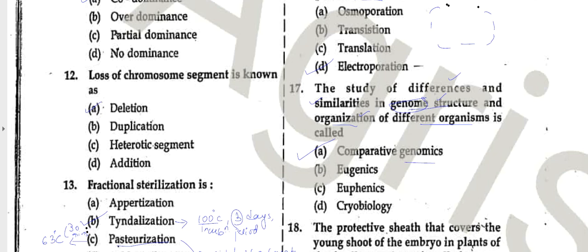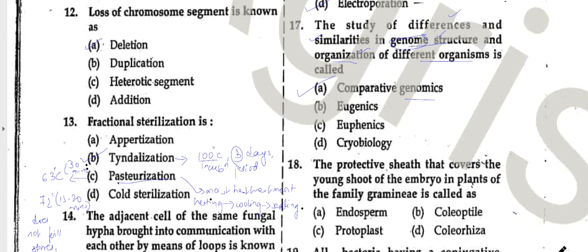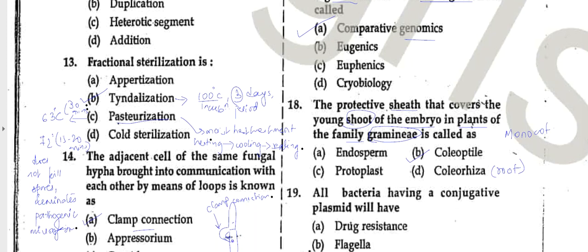Number 18 is the protective sheath that covers the young shoot of the embryo in plants of the family Gramineae. Gramineae is a monocot family of plants, and in monocots the young shoot is covered by a sheath, or a covering. Sheath means a covering. This is said to be coleoptile. But in place of shoot, if it would have been root, then it would be coleorhiza. Understood?